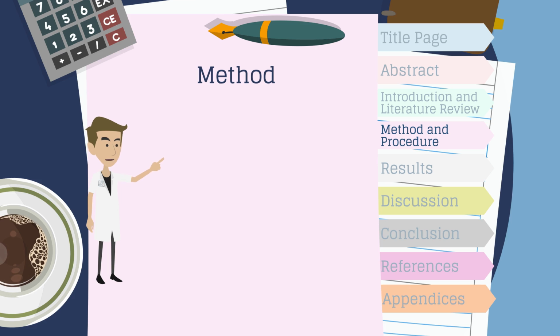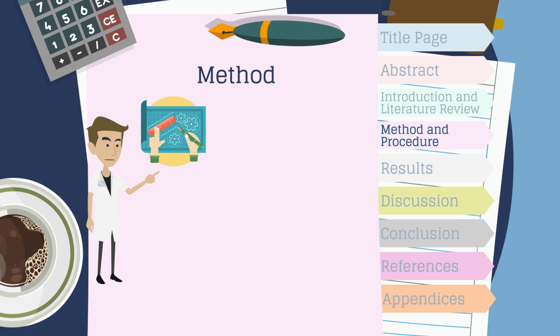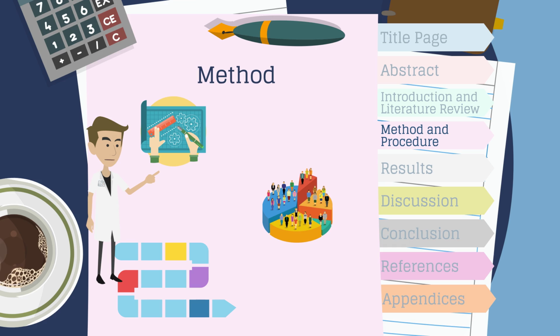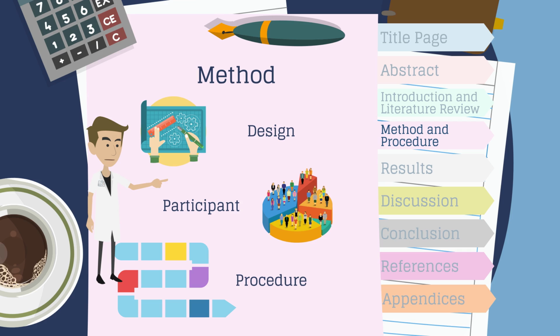The method should contain sufficient information for the reader to understand and be able to replicate the study. The information that should be included is the design, participants and procedure. Participants should contain number of participants, sampling method, demographic information, and study-specific criteria. The procedure should be logical, insightful, and contain sufficient information for the reader to follow.